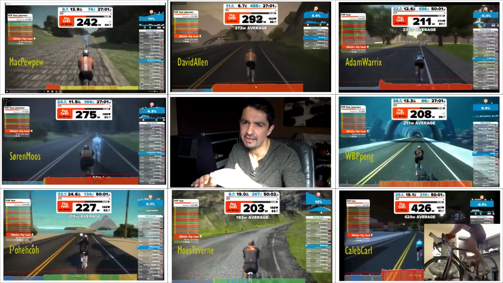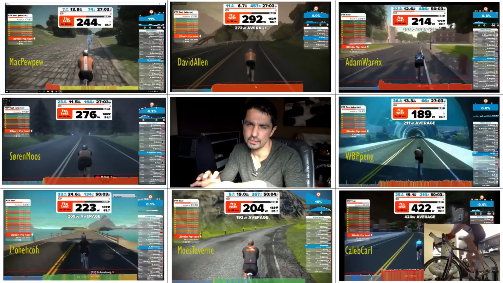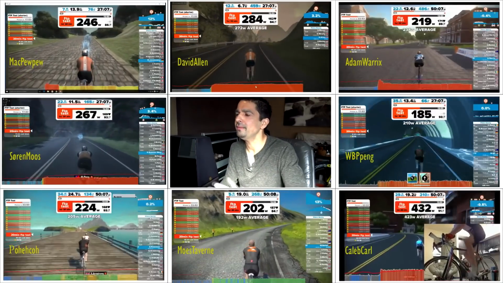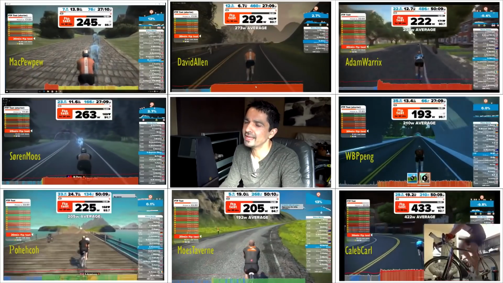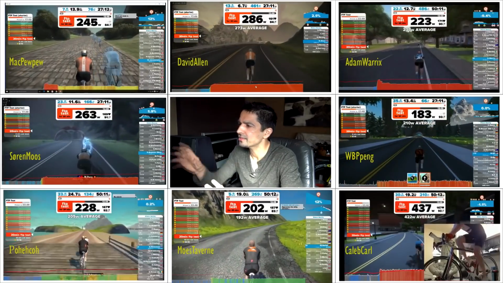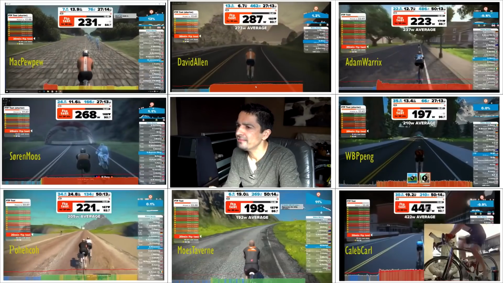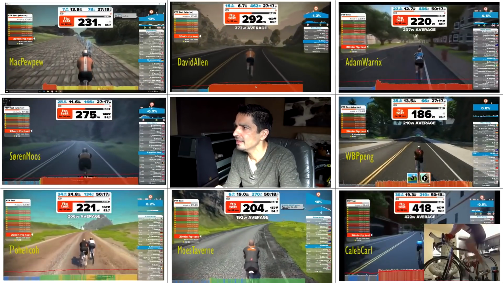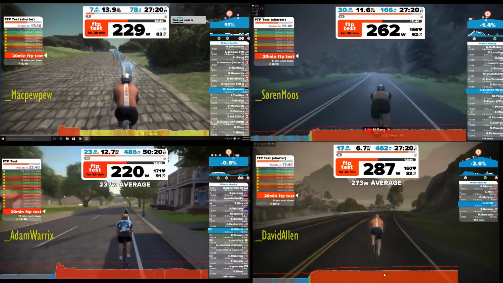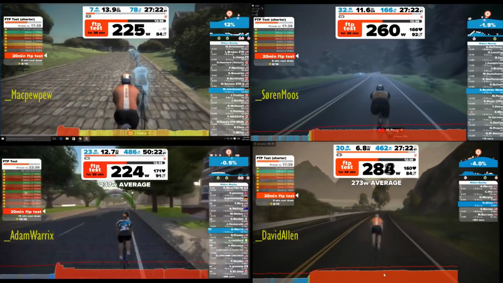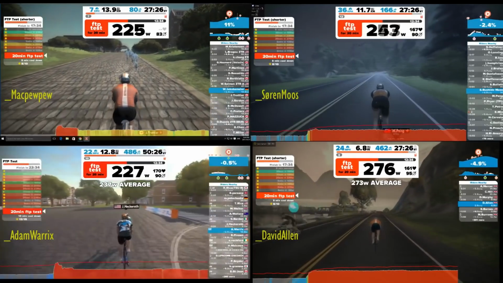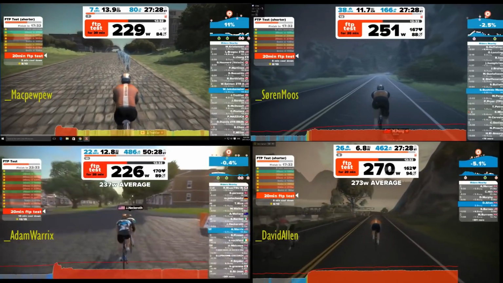If you know what your FTP is, unless you're trying to go for a PB or PR, try to keep your average just below where your 20-minute average will hopefully end up. So David is doing a really good job. In fact, he's not dropping out of zone 5 at all right now. His pace line is pretty level. It's the tiniest hint of a drop right now, but I wouldn't write home about that. Similarly, Soren's doing really well too. He's maintaining zone 5 all the way, dropping occasionally, very, very occasionally, to zone 3.